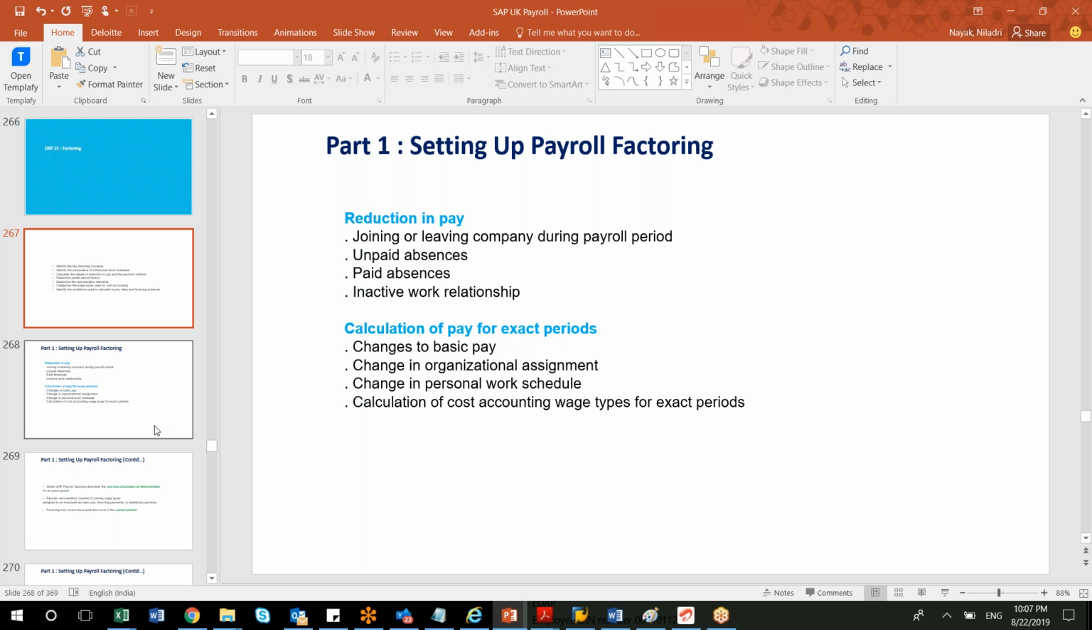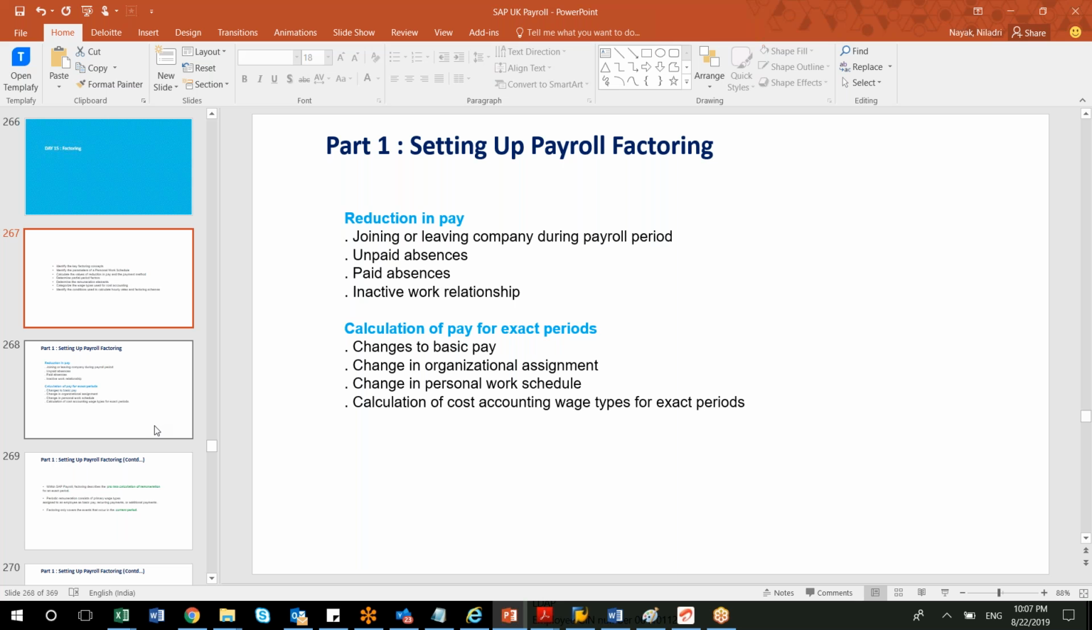Suppose a person is joining today, on the 22nd. Suppose a person joined on the 22nd of August for a particular organization, and say his basic pay is 2000 GBP. But for the month of August, whenever he gets paid, he will not be paid for the entire month, because he has joined on the 22nd of August. So he has served only 9 days for the month of August, and obviously there will be a reduction in the pay.